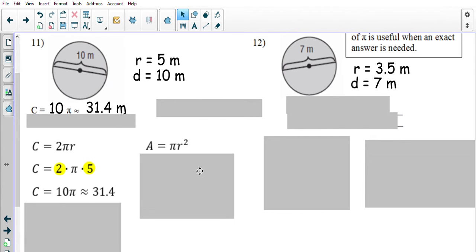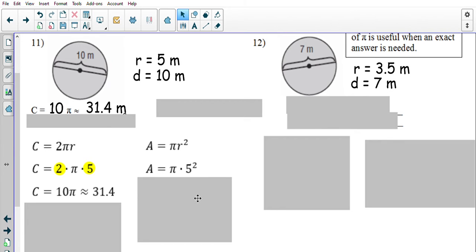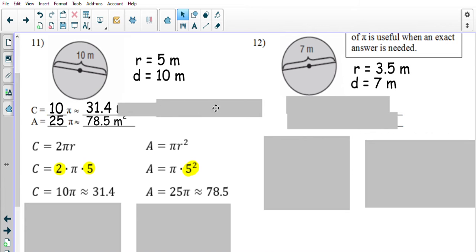For area, we'll do pi times r squared. R in this case is 5. So take pi times 5 squared. 5 squared is 25, so I will write my area as 25 pi, and 25 times pi is about 78.5 when I round to the nearest tenth. So the area is 25 pi, that's about 78.5. Since it's an area, we'll write it as meters squared.